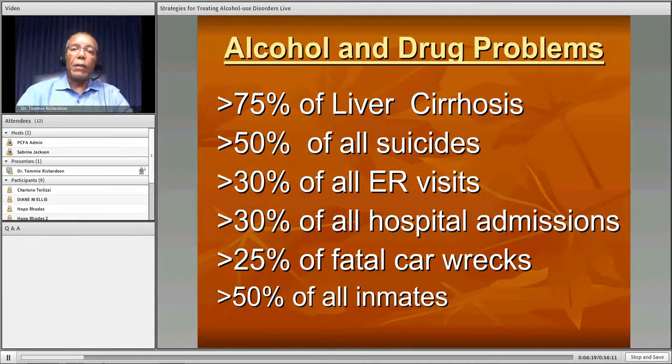Alcohol and drug problems account for greater than 75% of liver cirrhosis, greater than 50% of all suicides, greater than 30% of all emergency room visits, greater than 30% of all hospital admissions, more than 25% of fatal car wrecks, and greater than 50% of all inmates that are incarcerated in our country.